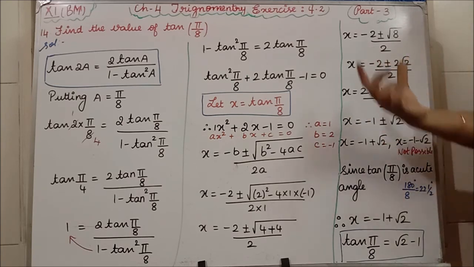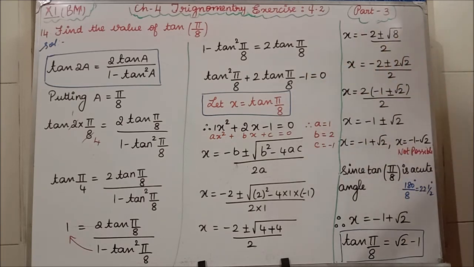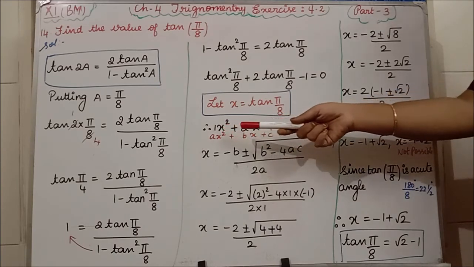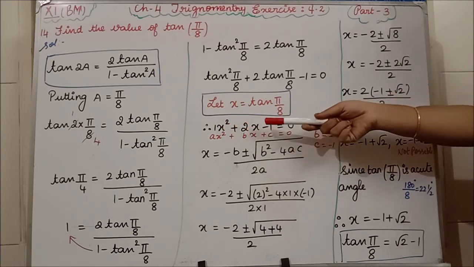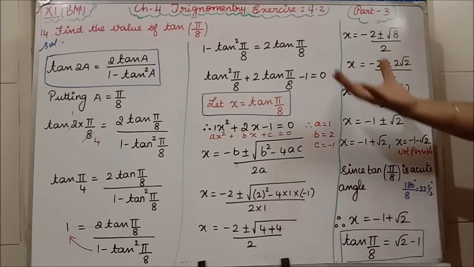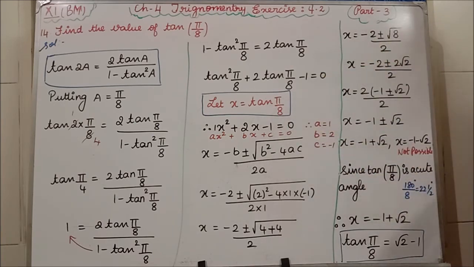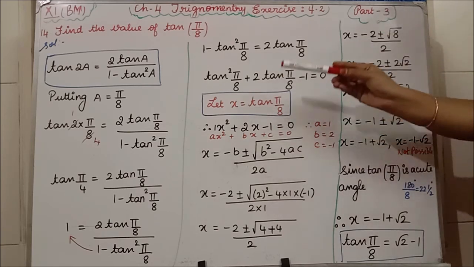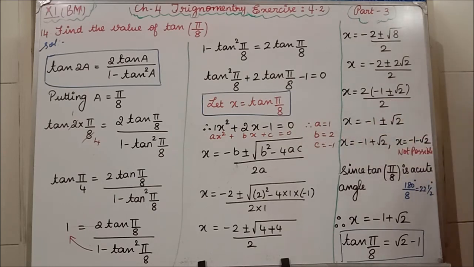Why I am writing x equal to tan pi by 8? Now you see, 1 x square plus 2x minus 1 equal to 0. Now you can understand it very easily. It looks like a quadratic equation. Isn't it? One square term, one x term, one constant term we are having. A quadratic equation will be in what form? ax square plus bx plus c equal to 0.